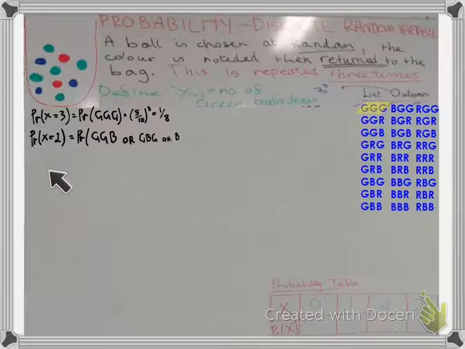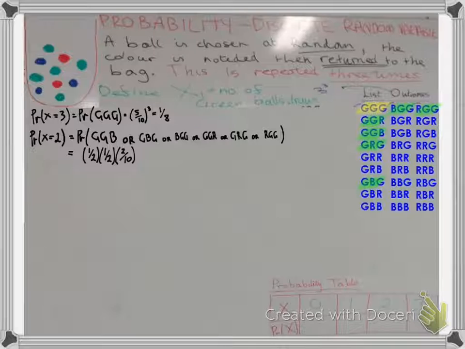So when we look at the probability that x is 2, then from all the list of 27 outcomes, which ones are where green occurs twice? Well, it could be green, green, blue, or green, blue, green, or blue, green, green. Or instead of a blue, it could be red. And so these are the outcomes here that I've shaded. Now, let's find the probability of this event.